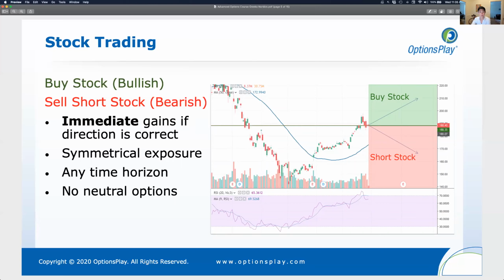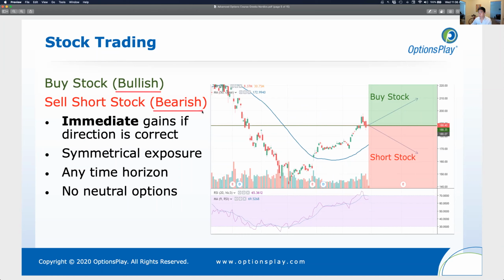So I want to make sure that everyone is familiar with the differences before we actually start trading these strategies in our portfolio. So first, we're going to look at the stock market itself, because when we look at stock trading, this is truly what we call a pure bullish or bearish exposure.